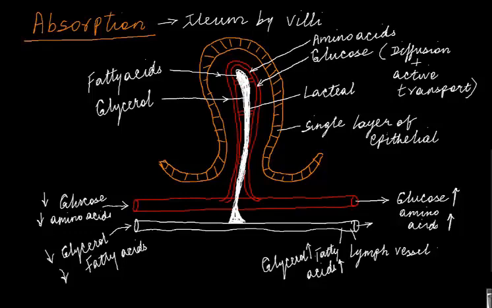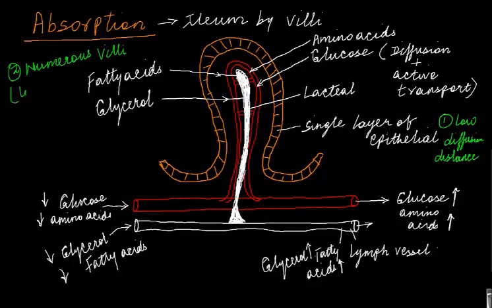Any questions on this? Now, how are the villi specially adapted for absorption? Let's see the three features. Number one, they have very thin walls. So they have a low diffusion distance. They don't have to travel very far before they can enter the blood. Number two, there are numerous villi. So what happens? They have a large surface area.